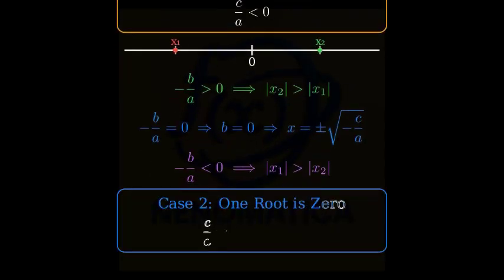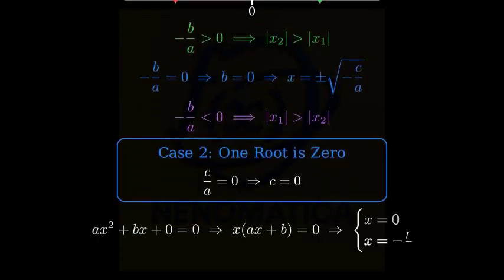Case 2. If c over a equals 0, then c equals 0. The equation factors as x times (ax plus b) equals 0. So one root is 0, and the other equals negative b over a.